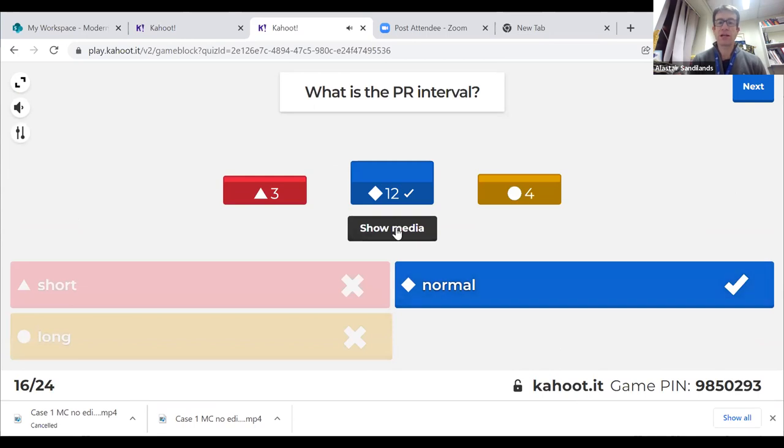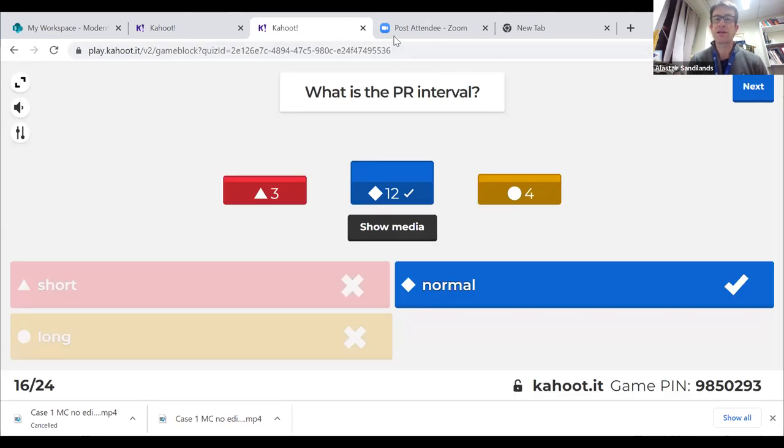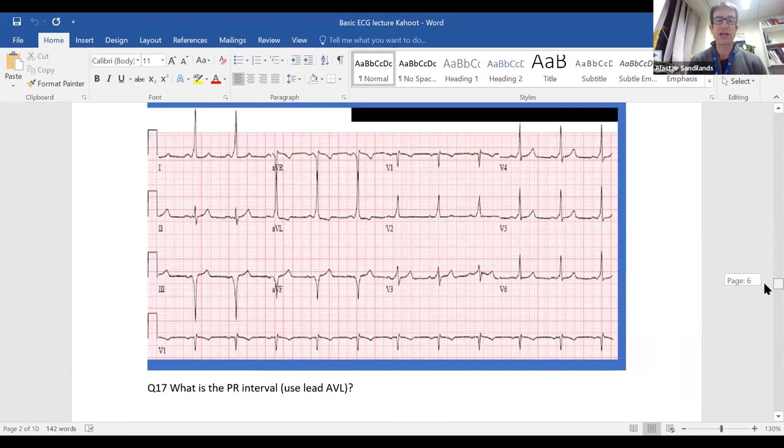Yeah, so it's normal. Hopefully it wasn't too bad to see, but the PR interval's normal. I try and show you beforehand, that's why I send you the ECGs. So apologies if you don't see that very well, but it was a normal one. So ECG 17, what is the PR interval? Use lead AVL as the best example. What is the PR interval?